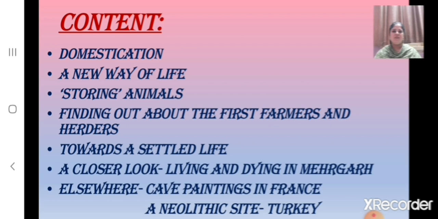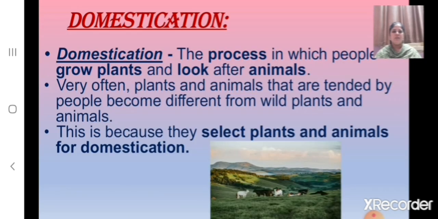In this lesson we will revise domestication and a new way of life, and we will also revise storing animals and finding out about the first farmers and herders, towards a settled life, and a closer look, that is living and dying in Mehrgarh and elsewhere, about the cave paintings in France, and a Neolithic site in Turkey. Now let us begin with the first topic, domestication.